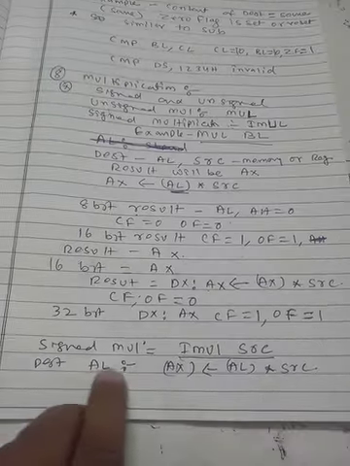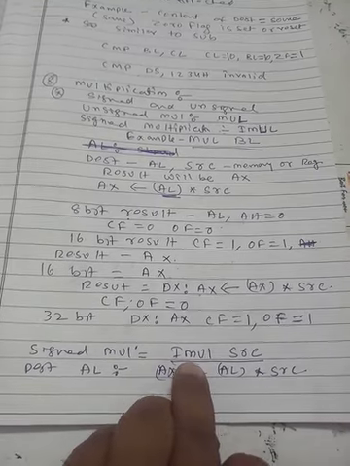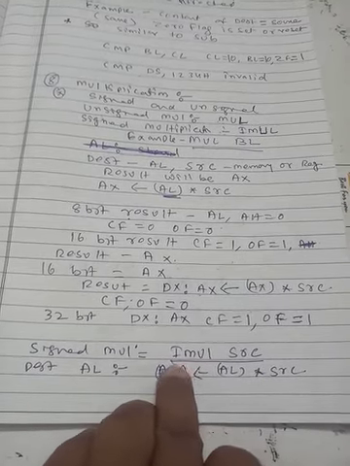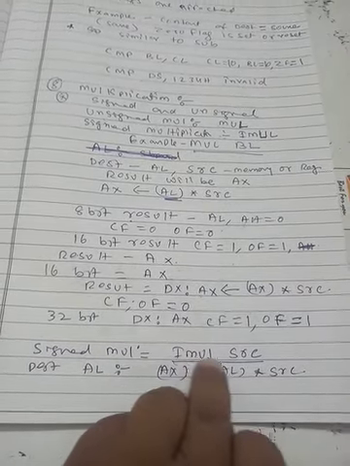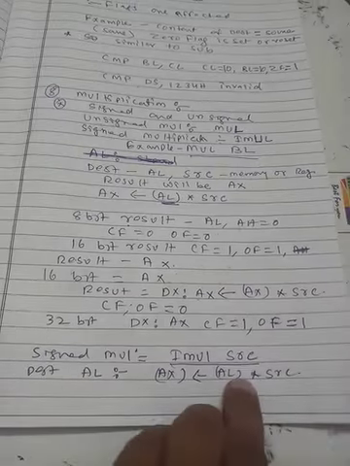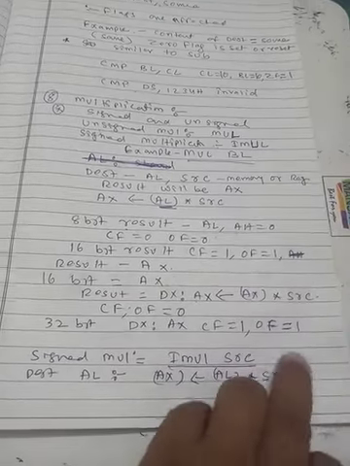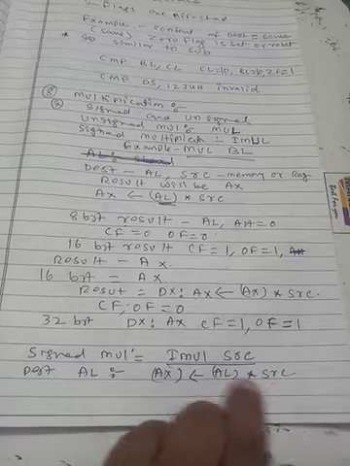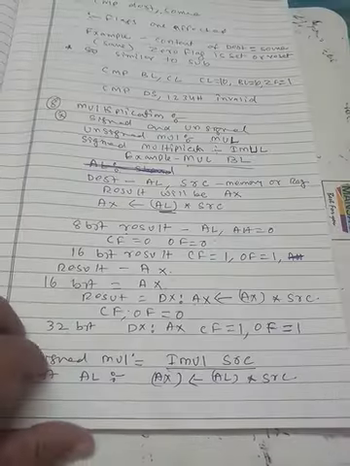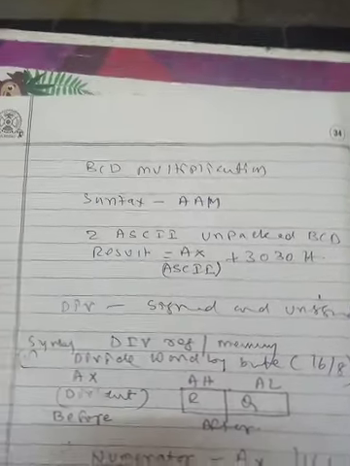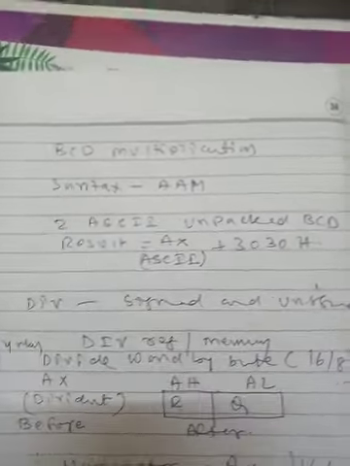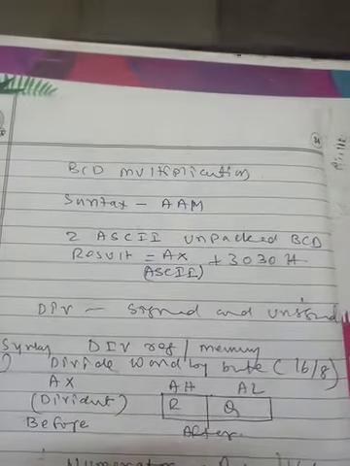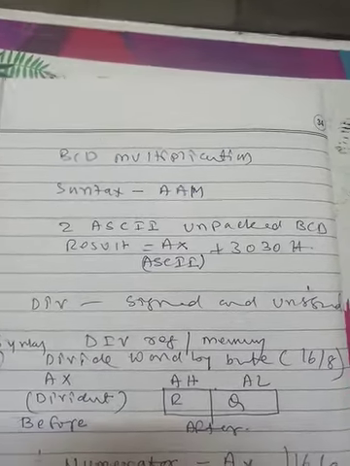Okay, let us see the signed multiplication. IMUL, already told. Signed multiplication means IMUL source. Again the result is present in AL and the source is here. After multiplication of these two, the result will be present in AX. So that is the IMUL. IMUL is nothing but the multiplication instruction used for the signed multiplication.